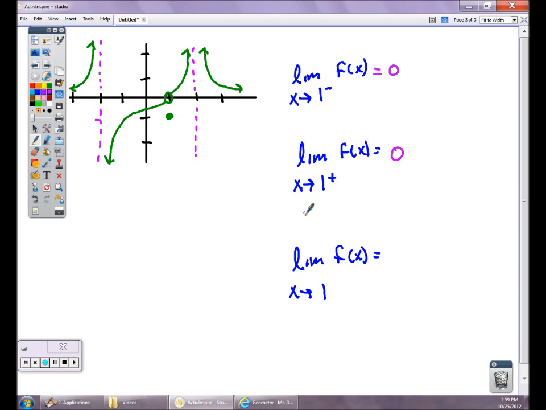Well, since the limit as x approaches 1 from the left equals the limit as x approaches 1 from the right, we can say that the limit as x approaches 1 is equal to 0. Interestingly enough, though, the function itself, f of 1, does not equal 0. The function evaluated at 1 has a value of -1. The function evaluated at 1 does not have to agree with the limit at 1, in this case because of the hole.